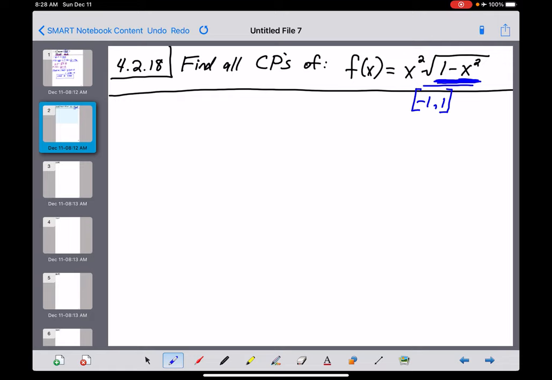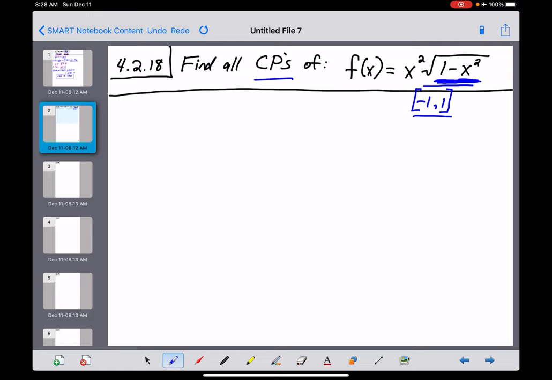All right. Anything outside of that domain, such as positive 5 or negative 3, is going to get you a non-real result. So when I go to find my critical points in a couple of minutes here, if I get any critical points that are not within this domain right here, I've got to throw them out because they don't actually exist. Okay. Let's make sure we understand something very basic.